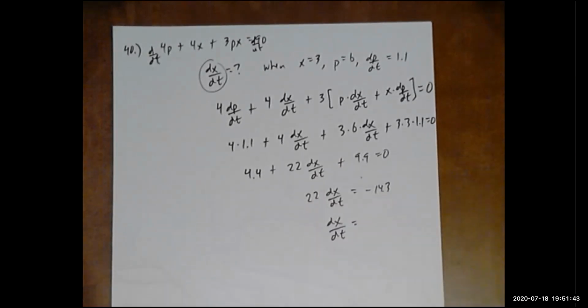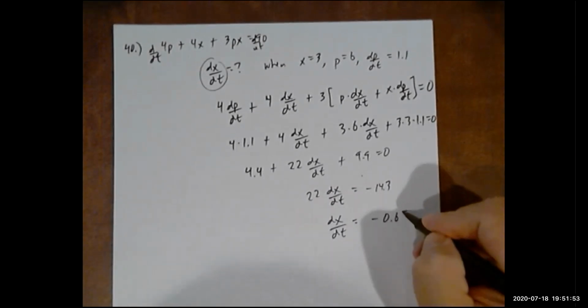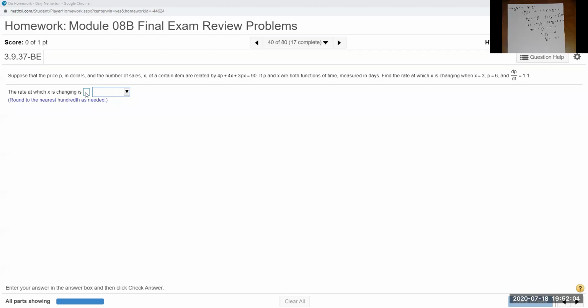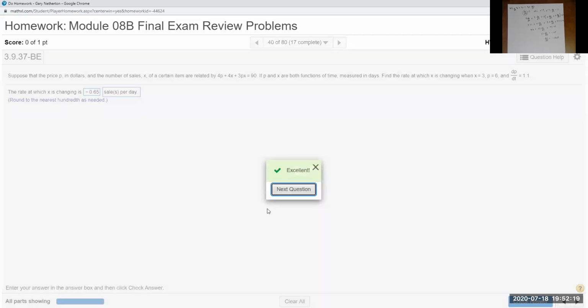What are the chances I made a math error? Very possible. 14.3 divided by 22, negative 0.65. We'll cross our fingers. Sales per day, dx/dt. All right.